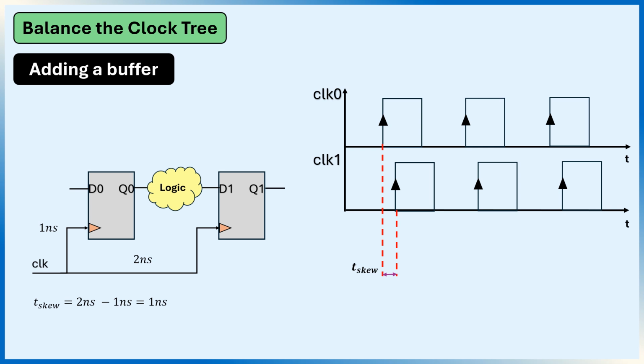So how do engineers minimize clock skew? Suppose the clock reaches flip-flop 0 in 1 nanosecond, but it reaches flip-flop 1 in 2 nanoseconds. That gives us 1 nanosecond of clock skew. One common solution is to balance the clock distribution network. The goal is to make the clock travel through paths with similar delays so that every flip-flop receives the clock at nearly the same time.